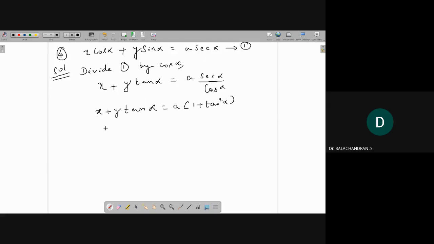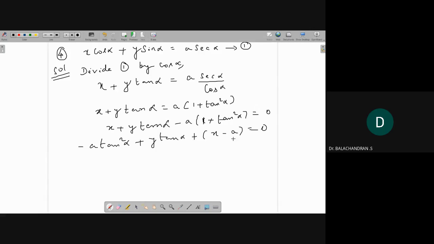So you can write this as x plus y tan alpha minus a into 1 plus tan square alpha equal to 0. First I will write minus a tan square alpha plus y tan alpha plus x minus a equal to 0. So this is a quadratic equation in tan alpha.